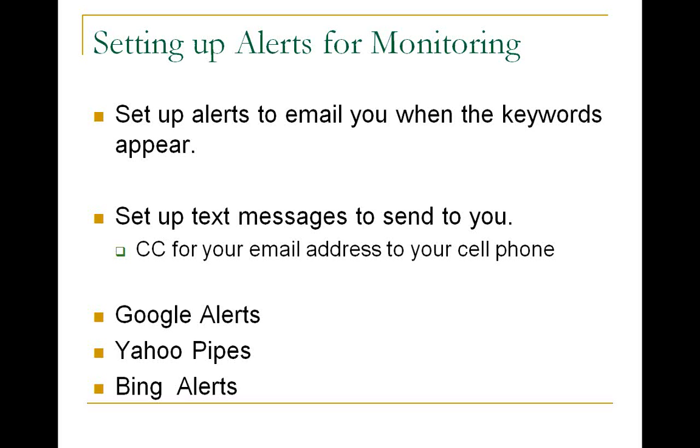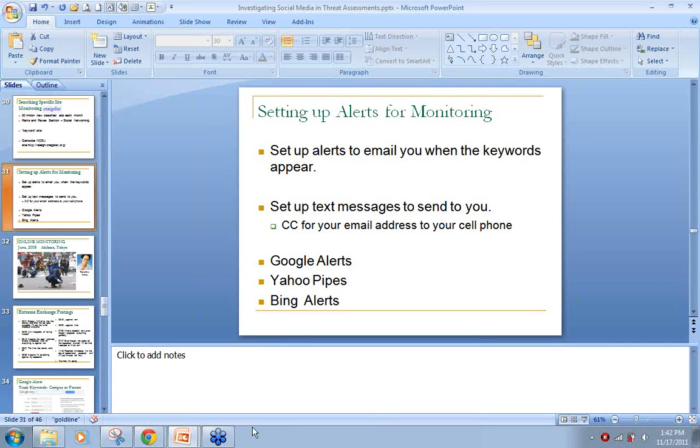And some of you are BlackBerry junkies, or as they say, Crackberries, and you're always checking your email every 2 minutes. Or many of you might have a cell phone and you get texts, and what you can do is have this set up so that it goes to your email, but you're carbon copying your cell phone as well. The one that I'm most familiar with is Google Alerts. However, Yahoo Pipes and Bing Alerts are out there. I'll admit to you, I only found out about them. I haven't tested them myself, but you're welcome to.